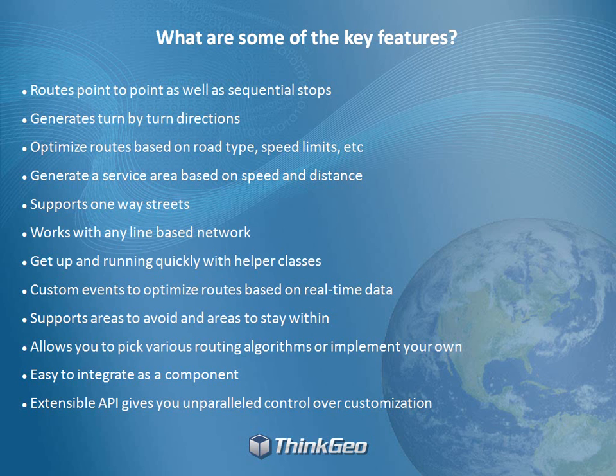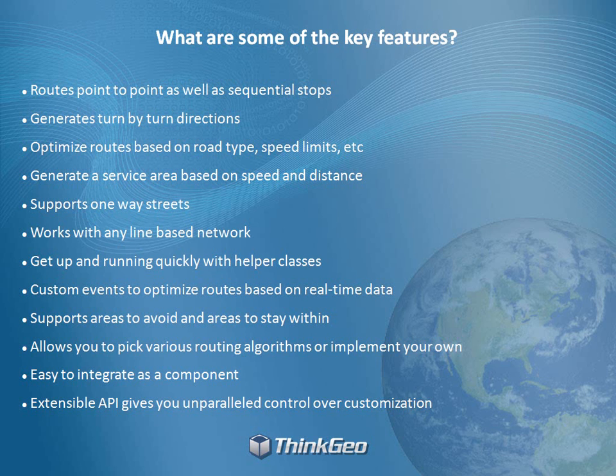We wanted to be able to generate service areas based on speed and distances. So if you had a line network and you wanted to say, how far could I get if I could travel at this speed, for this amount of time. We wanted to support the concept of one-way streets. We wanted it to work with all kinds of line-based networks.